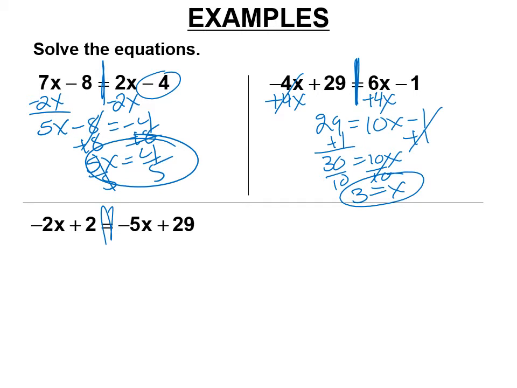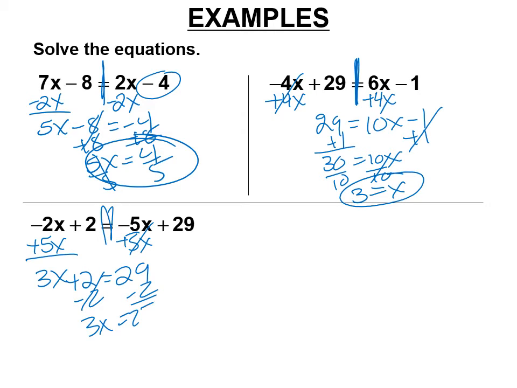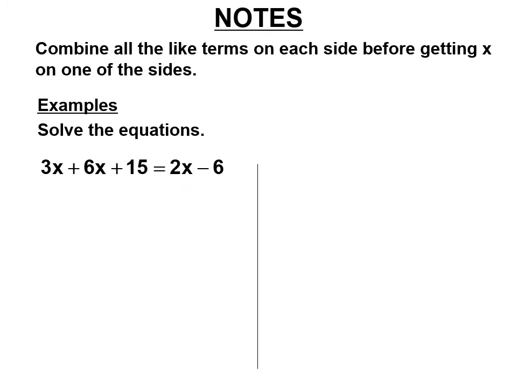-5 is smaller than -2. Okay, so now we're going to combine those kinds of problems with the combining like terms problem.